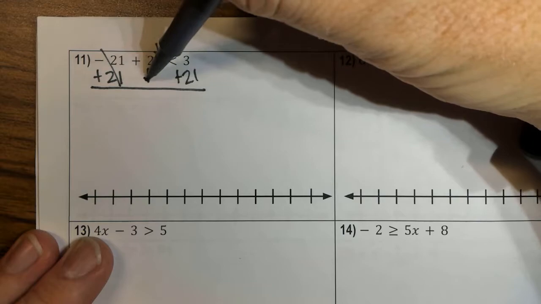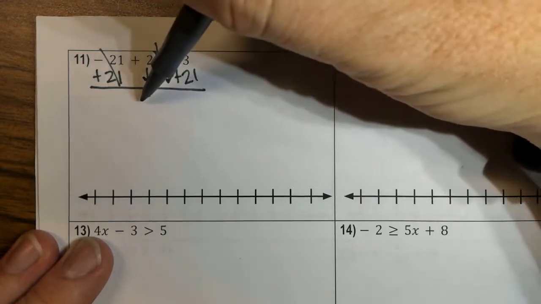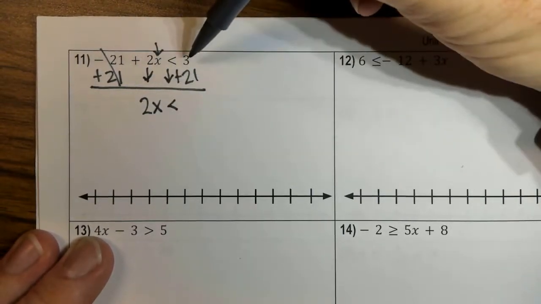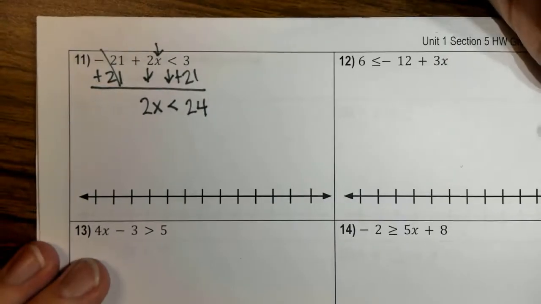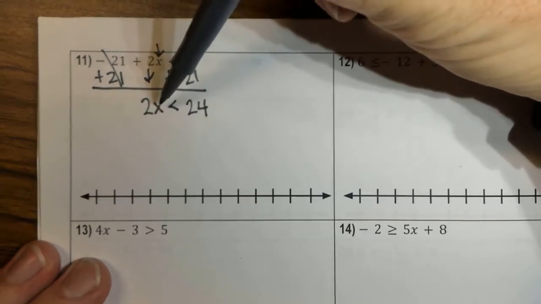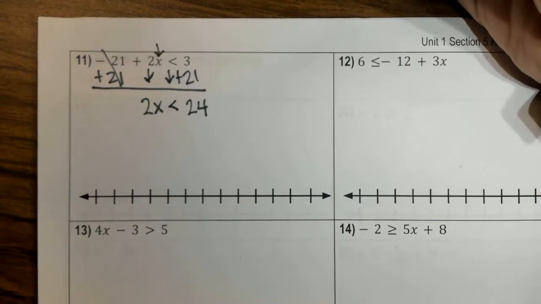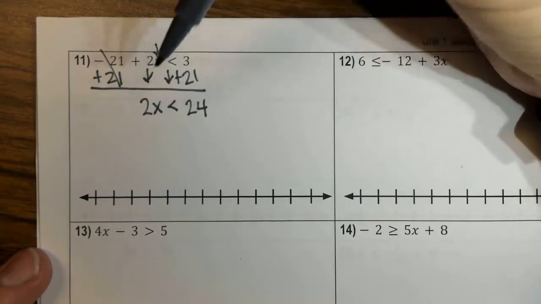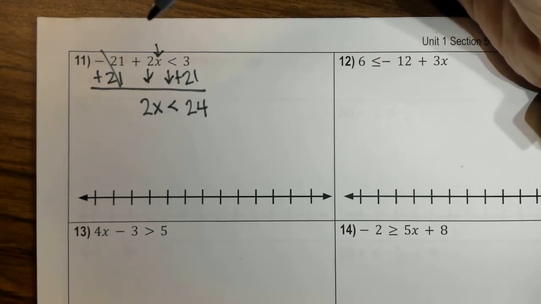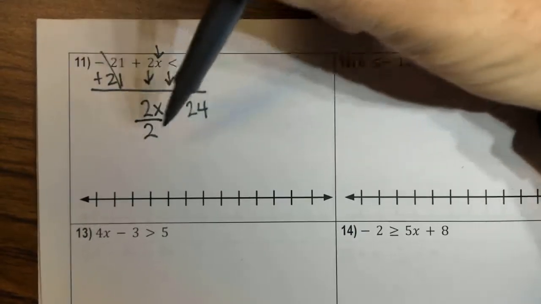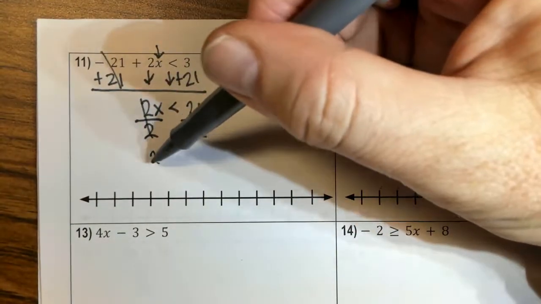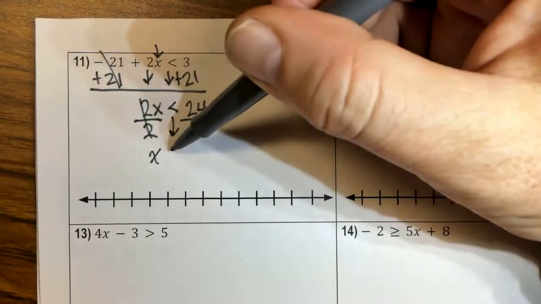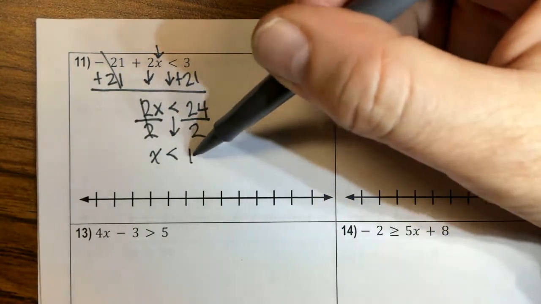Okay, I bring down my 2x and my symbol. So I have 2x less than 3 plus 21, 24. And so because x isn't by itself, I have 2x and they're together. So notice there's no space, no plus or minus in between. So if they're together, it's multiply or times. So to get rid of it, I have to do the opposite, which is divide. Okay? So now I have x. That symbol did not change. And then 24 divided by 2 is 12.